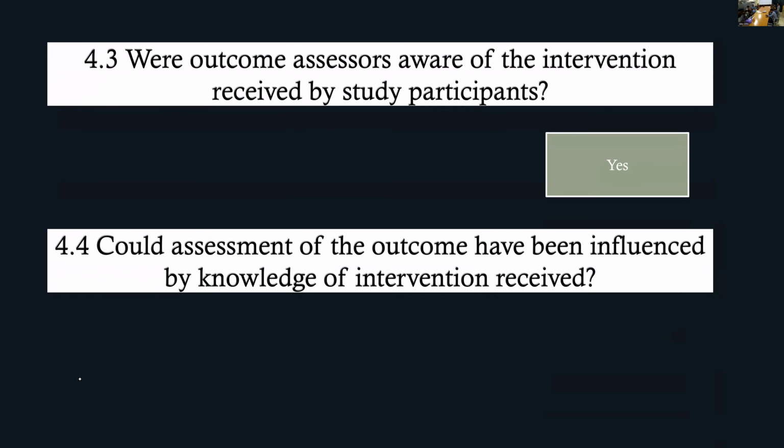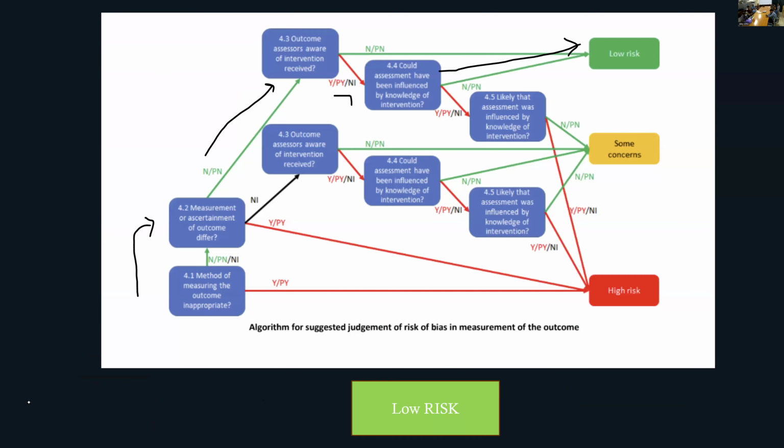Were outcome assessors aware of the intervention? Yes. Could assessment of the outcome be influenced by the knowledge of intervention received? Actually, no, because the outcome was blood pressure variation and the measurement was BP recording. So based on this algorithm also, it's a low risk in this domain.